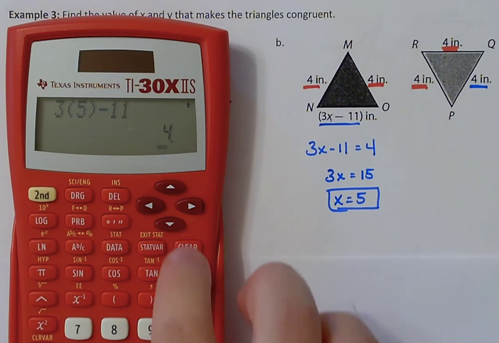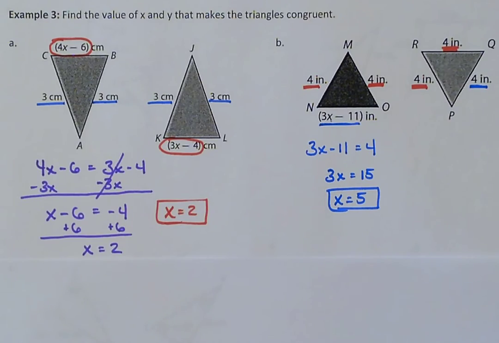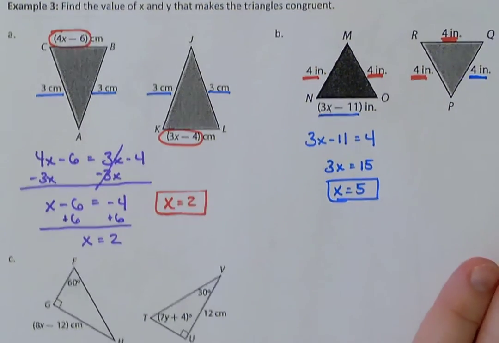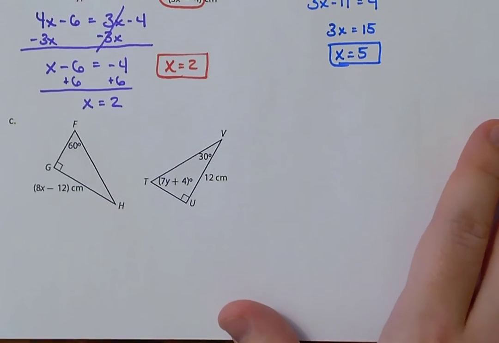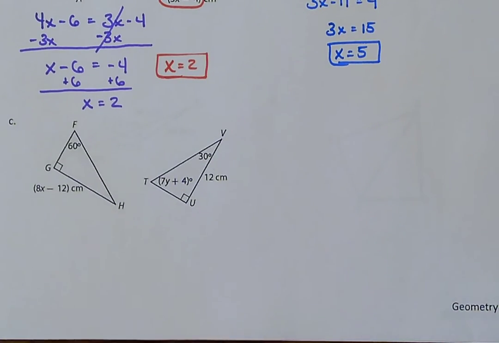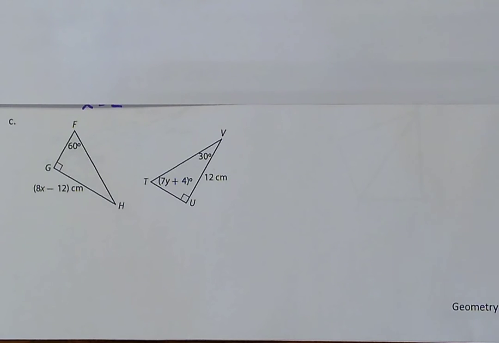Okay, so that is parts A and B. Next, I want to take a look at part C because it abandons the idea of side, side, side, and in fact has us go to a different congruent statement. In fact, it has us go to angle, side, angle.